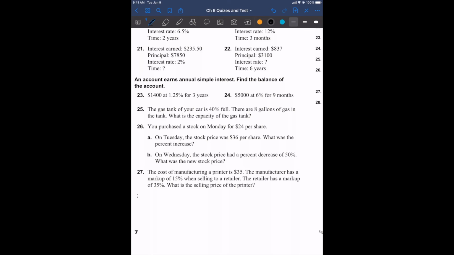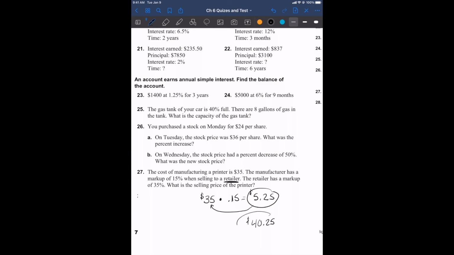Okay, don't forget, markup means adding it onto the total. So for the person to make the printer, it costs them $35. They have a markup of 15%. Of means times. So if I were to take 35 times 0.15, I get $5.25, okay? So they charge this much extra to the retailer. So now the retailer is taking that plus 35. So the retailer, like the store, Staples, whoever, they are paying $40.25 to get this printer.